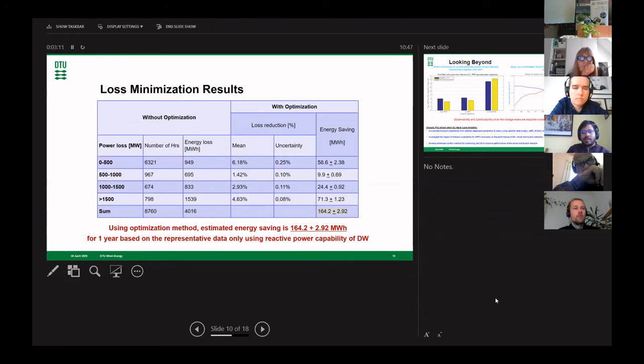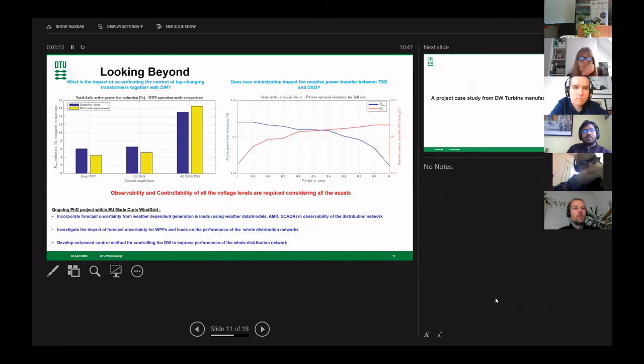But when we started looking beyond the project, we saw that it is not only the wind power plants which can help, but there are also the on-load tap changers in the network which can be useful. And using the capability curve gives a bit better ability to minimize those losses as compared to only the grid code.